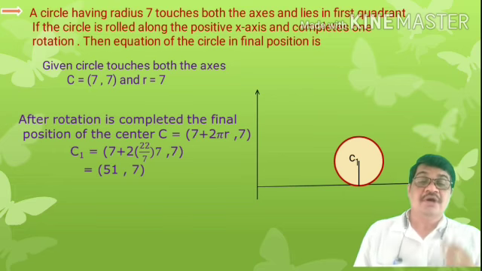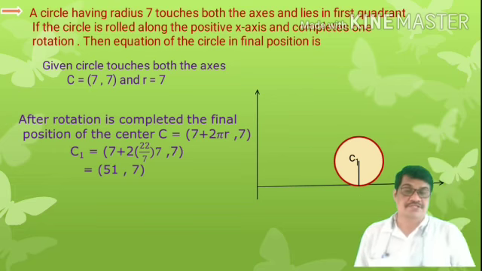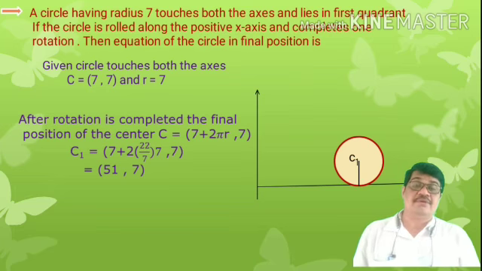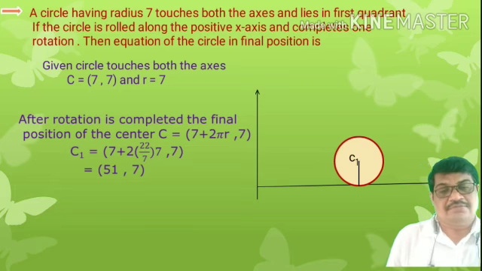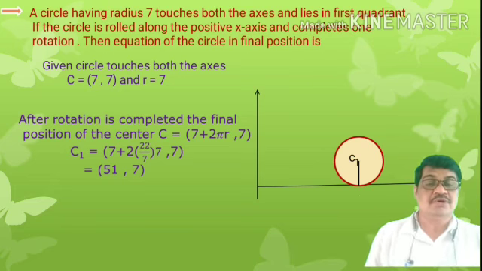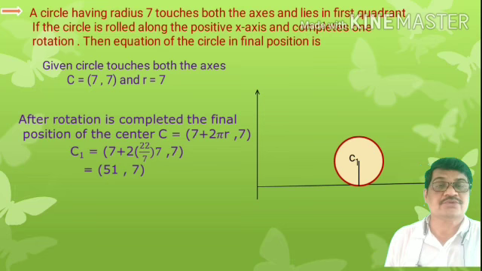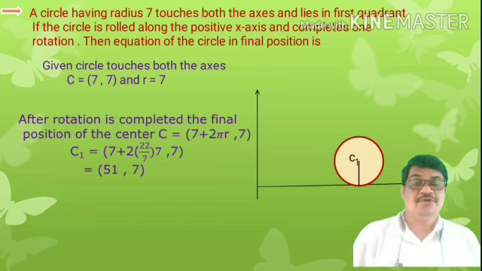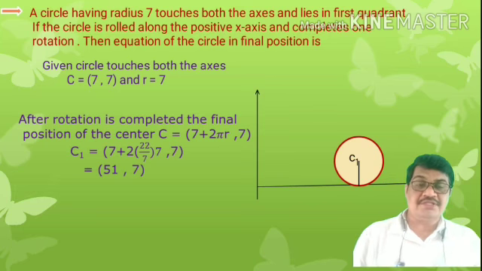So see this solution. After the rotation is completed, the final position of the center is C equal to 7 plus 2 pi r. One complete rotation on the positive x-axis means the x coordinate of the center increases by 2 pi r. So the x coordinate of the final position of the circle center is 7 plus 2 pi r, and the y coordinate is the same. So the center of the required circle is C equal to (7 plus 2 pi r, 7).